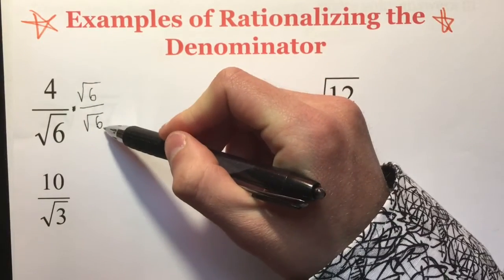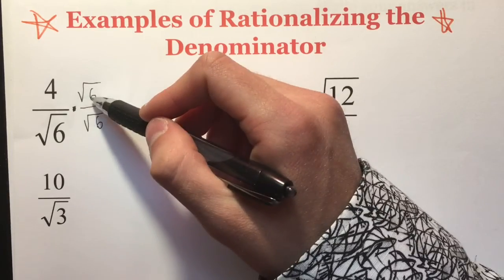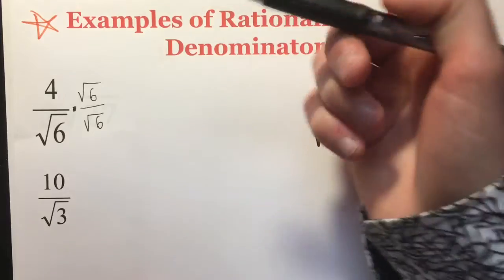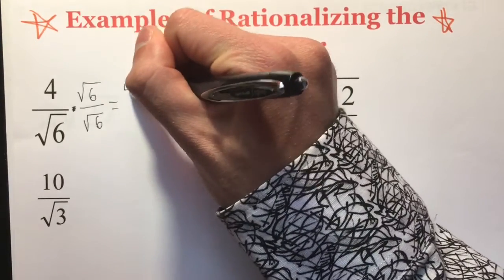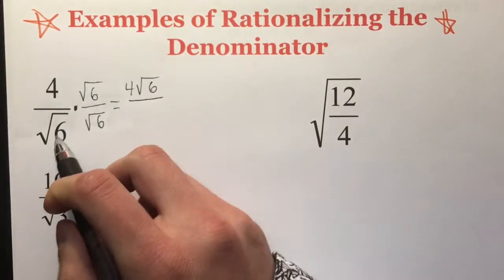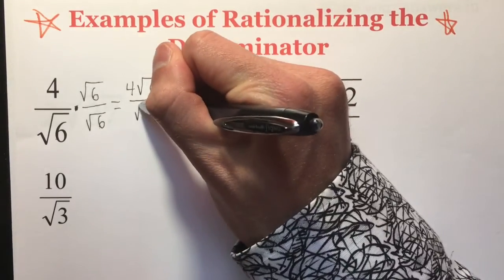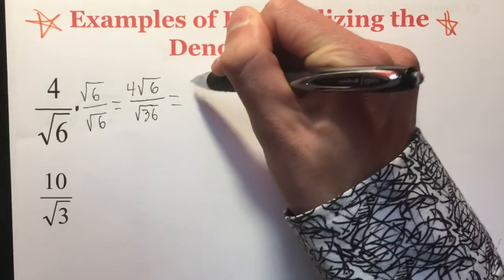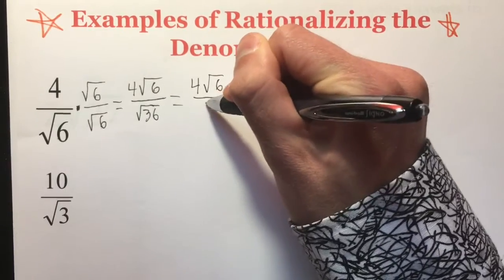See how root 6 divided by root 6 is just 1? So 4 over root 6 times root 6 over root 6 is not going to change the value of this, but it'll change what it looks like. 4 times root 6 will give us 4 times the square root of 6 over, well, root 6 times root 6 is going to be the square root of 36. And then we can simplify that even further, so it's 4 square root of 6 over 6.